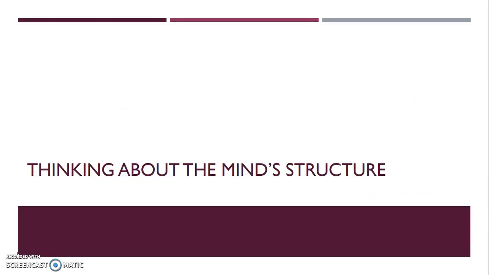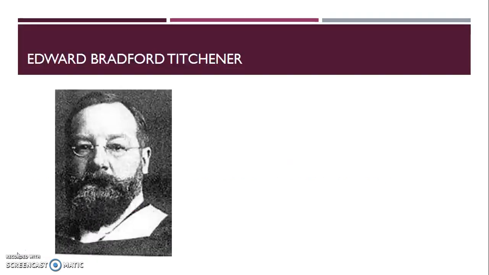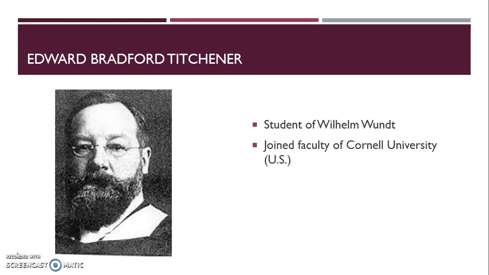Okay, so thinking about the mind's structure. This is something we're going to talk about a lot throughout the year, is the structure of the brain. And so we have to kind of go all the way back and talk about how the original psychologists thought how the brain was structured. So Edward Bradford Titchener was actually a student of Wilhelm Wundt. And he was in Germany, but he came back to America. That's where he was originally from. Came back to America and joined the faculty of Cornell University.